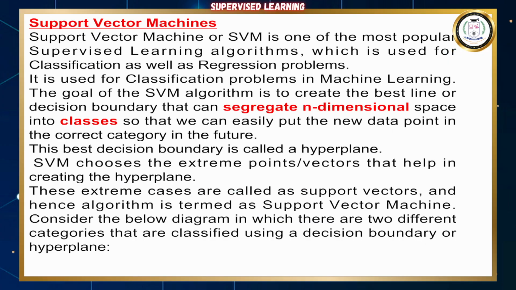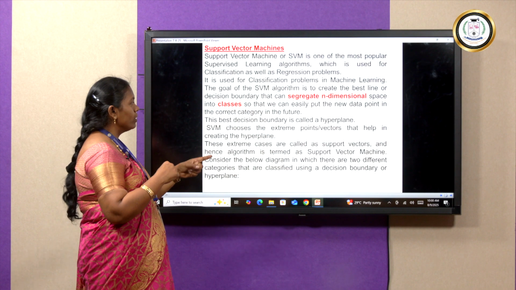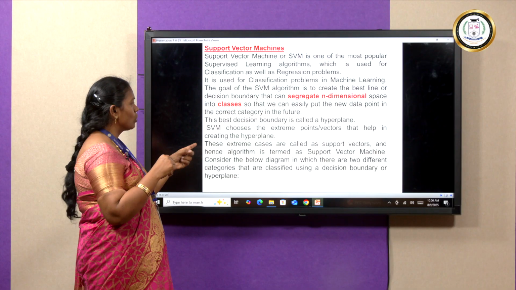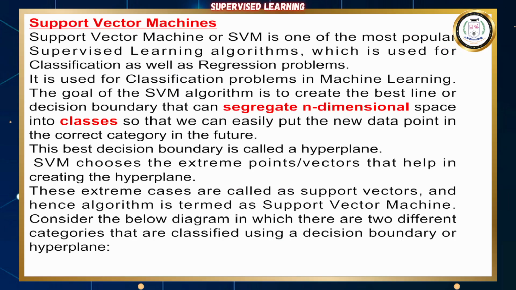Here the best decision boundary we call a hyperplane, whether it is linear or non-linear. SVM chooses the extreme points or vectors that help in creating the hyperplane. These extreme cases are called support vectors, hence this algorithm is called support vector machine. The hyperplane divides the values into positive or negative. See these two different classes, and this is the hyperplane.